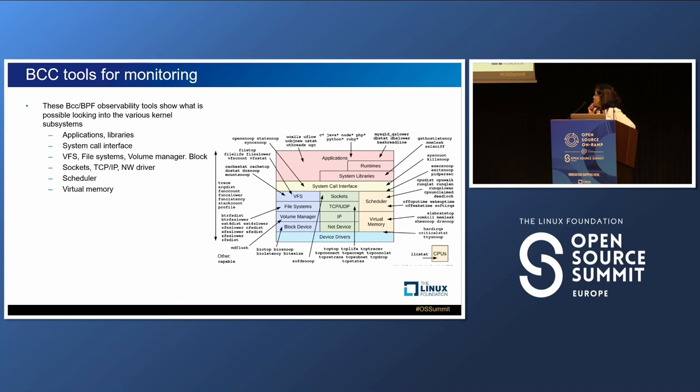To summarize, just to talk about the BCC tools, I cover only two or three, that is OpenSnoop, StatSnoop, and ExecSnoop, covering the file access and the process lifecycle. The BCC tools provide a rich set of tools that can look at the system at various levels. There are tools that can be used at the application level, user space, and tools that are used at the kernel level for the different subsystems.